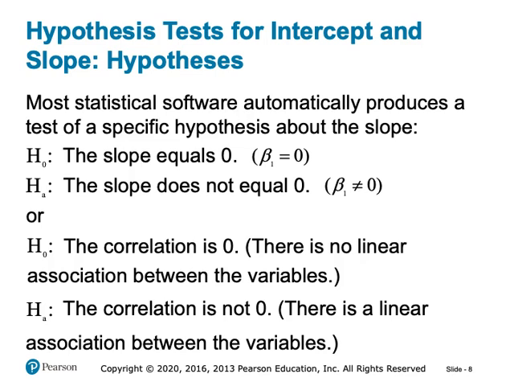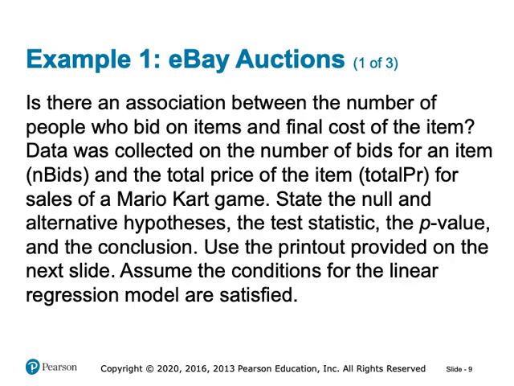The outcome of this hypothesis test helps us decide whether the independent variable is a meaningful predictor of the dependent variable. If the slope is significantly different from 0, it suggests that changes in the independent variable are associated with changes in the dependent variable, validating the use of the linear model for prediction and inference. Let's apply what we've learned so far by looking at a practical example involving eBay auctions. This example will help us understand how to perform and interpret a hypothesis test for a linear regression model.